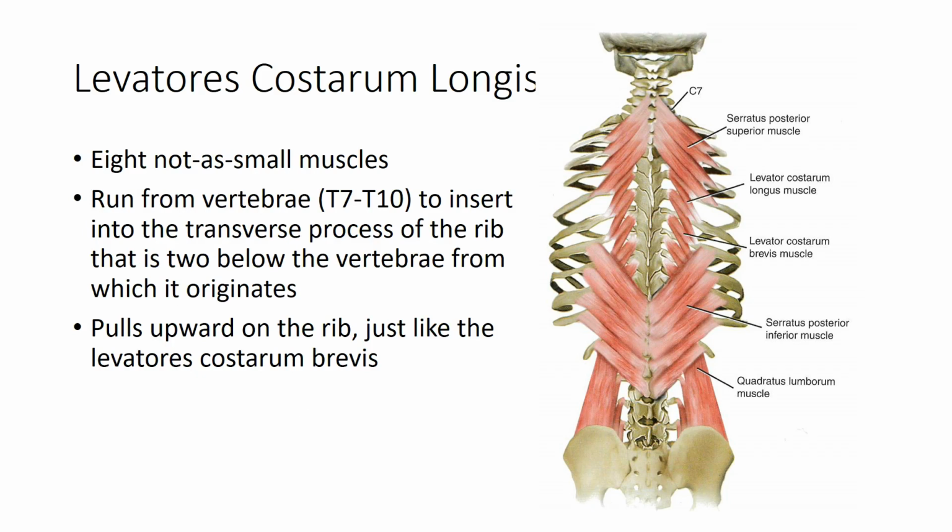Levatores costarum longus are just like the brevis. However, there are only 8 of them instead of 1 for each rib. They come from the lower thoracic vertebrae and insert into ribs that are 2 ribs below. So they are slightly longer than the brevis, and they operate only on the lower ribs, which are the most mobile ribs that we have in the rib cage.